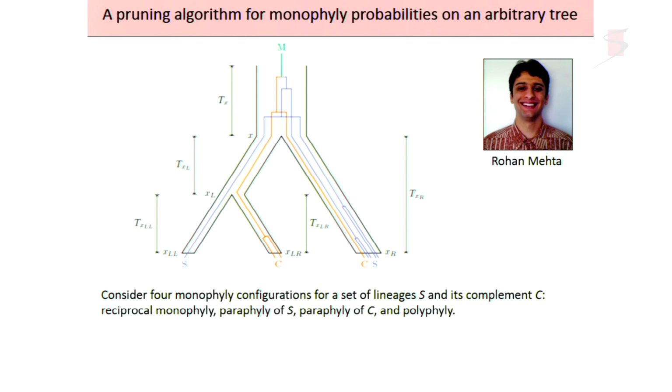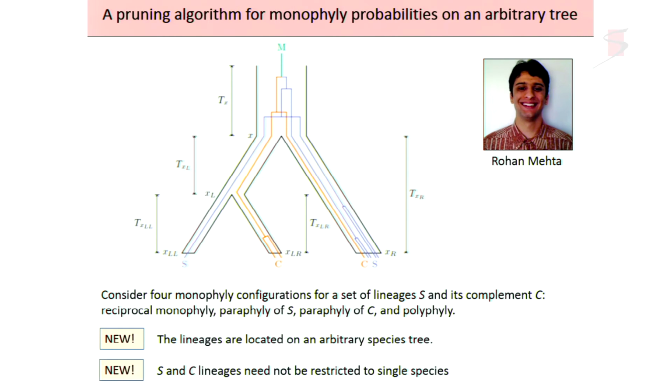cases. Rohan not only figured out how to put it on an arbitrary species tree, but added a different feature, which is that the lineages need not be restricted to single species. In the earlier computations, going back to Tajima, the 2 classes of lineages whose genealogies are of interest are coming in separate populations, but you can already see in this diagram that S and C lineages can be in the same population. Now, they don't have to be. We could do the classic computation as a special case, but you can do this more general computation as well.